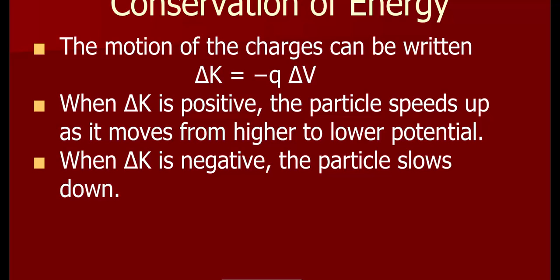When delta K is positive, the particle speeds up as it moves from a higher to a lower potential. When delta K is negative, the particle slows down. Does that make sense? This is actually pretty similar to our work energy theorem, which you should have learned last year: work is equal to our change in kinetic energy.